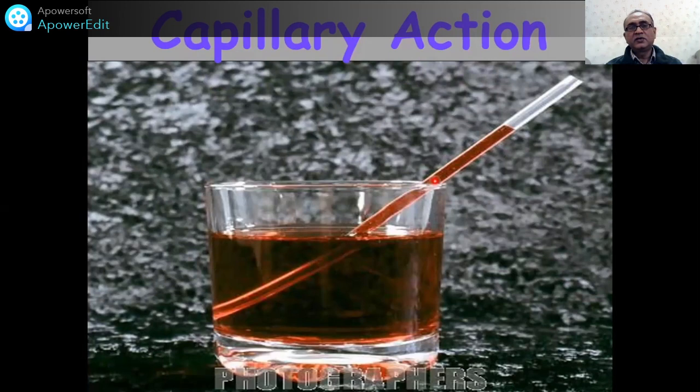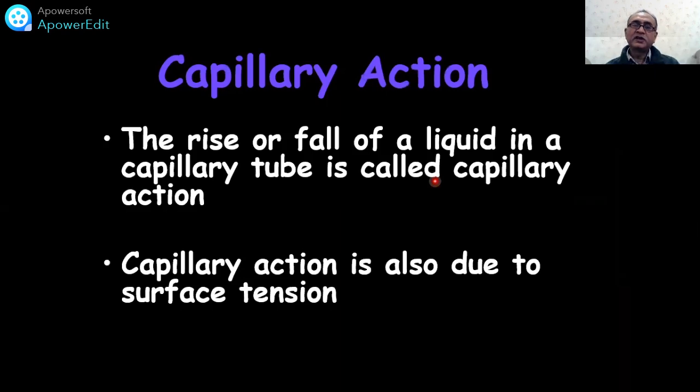So in capillary action, you can observe both cases. If the adhesive forces are enough, the liquid will rise. If the cohesive forces are greater, the liquid will go down, as in case of mercury, as you will see. So what is the definition here? The rise or fall of a liquid in a capillary tube is called capillary action. So capillary action is due to surface tension.